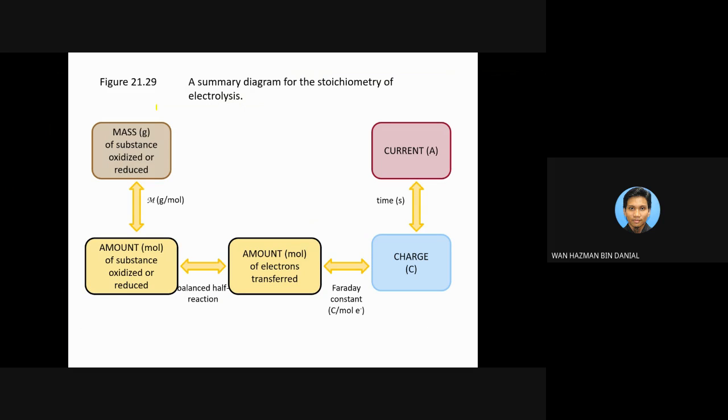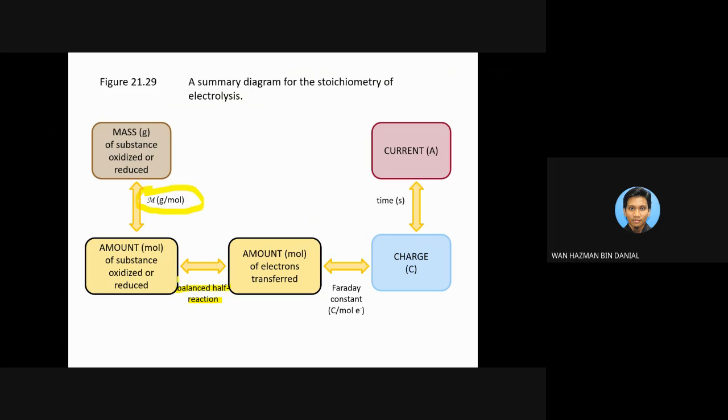So we have the mass of the substance oxidize or reduce. Sama ada dia reduce atau ni, dia sama je. And from there we need to convert mass kepada mole. We divide by the molar mass, so ia akan dapat number of mole lah. Number of mole yang participate in the redox reactions. And then we need to balance half reactions. Okay, why? To make sure that we have a correct mole of the electrons.